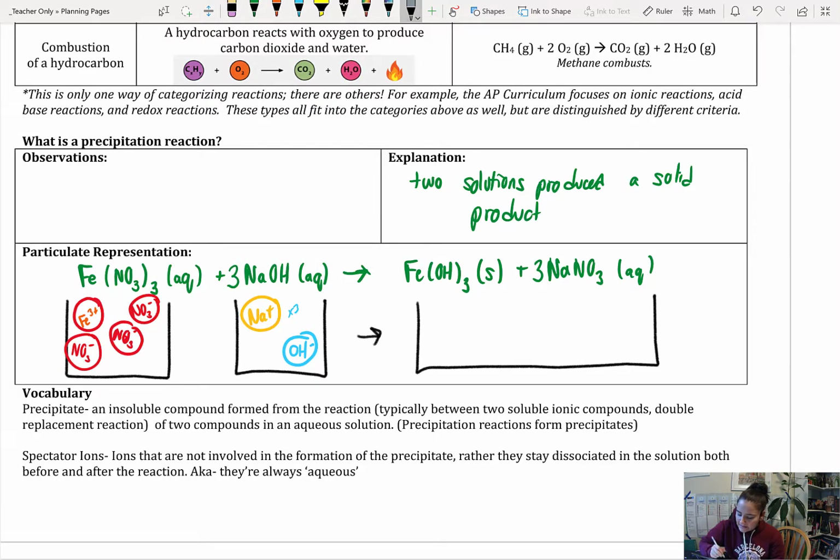And because it's a precipitate, sometimes we'll just draw it as like a solid lump on the bottom. Okay. We could also draw it with the Fe3+ and the hydroxide ions bonded together. Okay. But that's what's going on down here. That is our solid iron hydroxide. Meanwhile, the sodium ions are still just floating around in the solution.